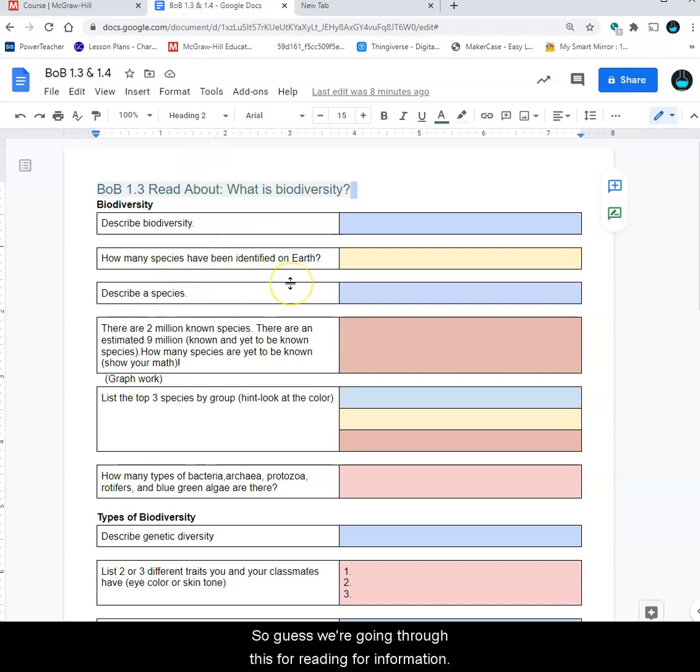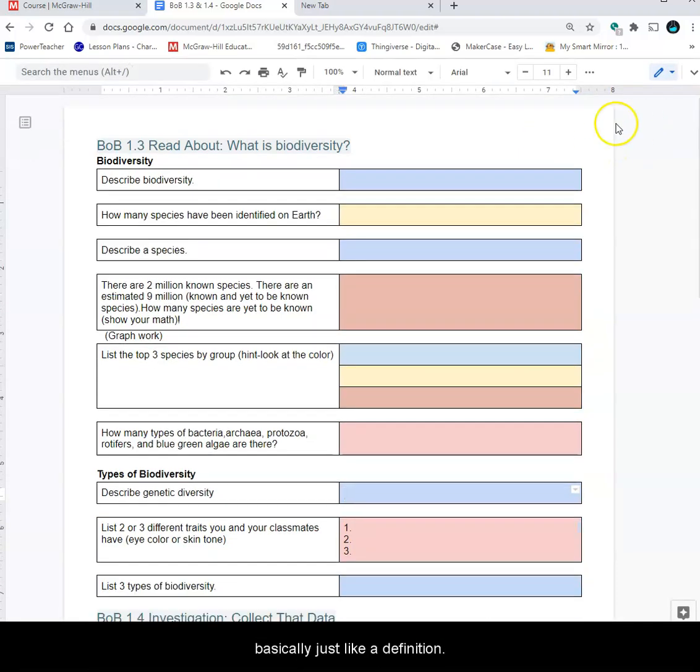So again, as we're going through this, we're reading for information. I've categorized the blue questions to be kind of like those surface level questions, where it's basically just like a definition. The ones in the color that's a little bit warmer are questions where you'll have to read through the material to find the answer. So that's more of a reading for information.